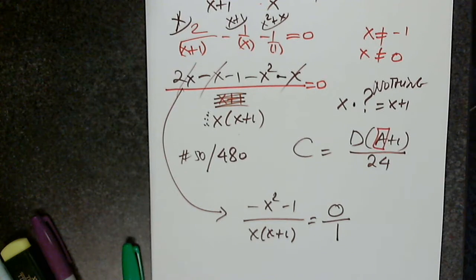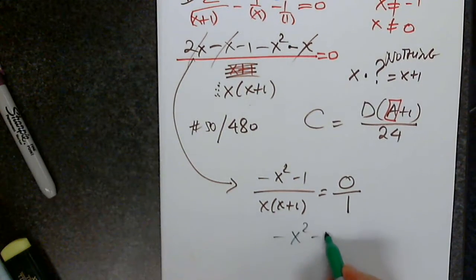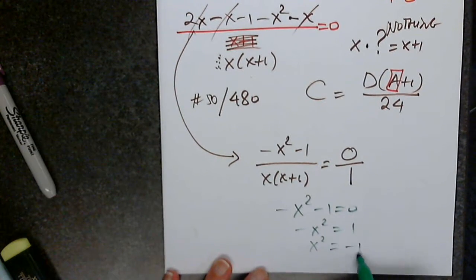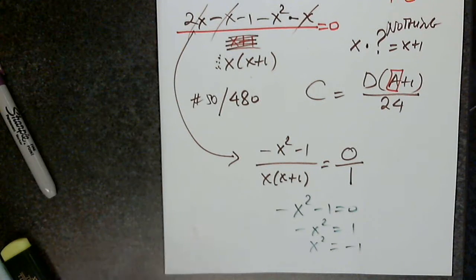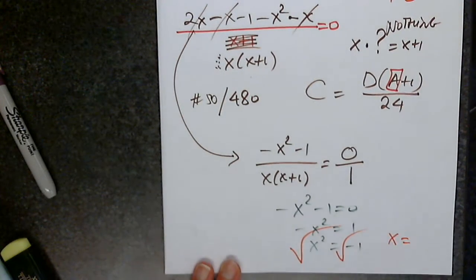Now, negative x squared minus 1 equals 0, which goes into negative x squared equals 1, or x squared equals negative 1. And now I know 4 methods of solving quadratic equations. This is a quadratic equation. Which method is the fastest here? Square root, yes, of course. So I take the square root and I get x equals.